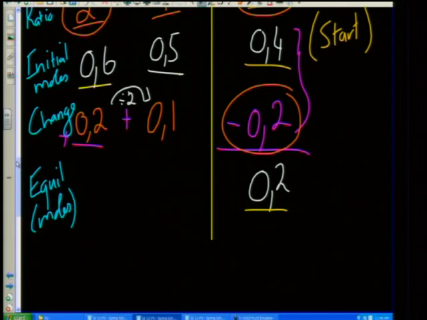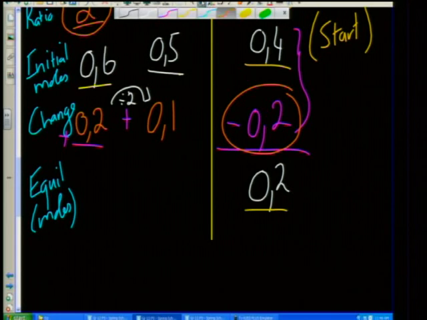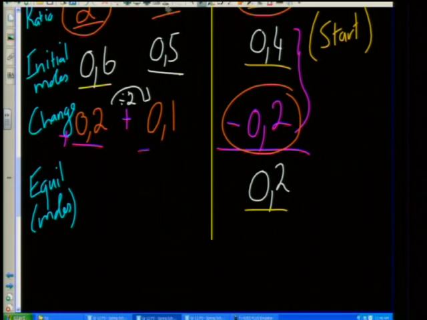What we've got to say is, what did I start with? I started with 0,5. I've added 0,1. I'm now left with 0,6. I started with 0,6. I added 0,2. I've now got 0,8.